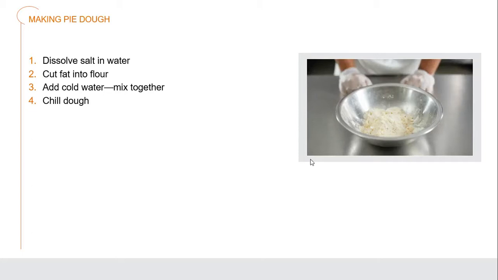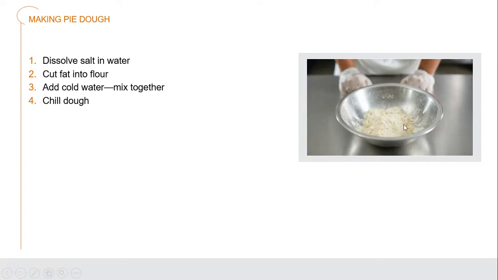So to make pie dough, we'll dissolve the salt into the water, so that it will disperse much easier. We're cutting the fat into the flour, and then we're adding that cold water to mix it all together. We're always chilling that dough as well. As you can see in here, you've got small little particles of the fat that we've broken down into there.